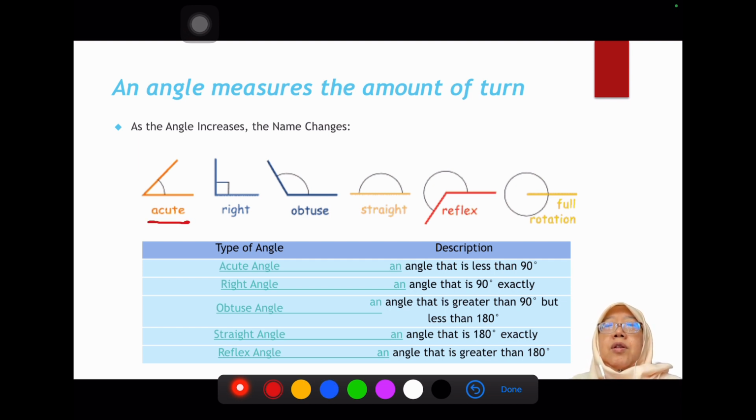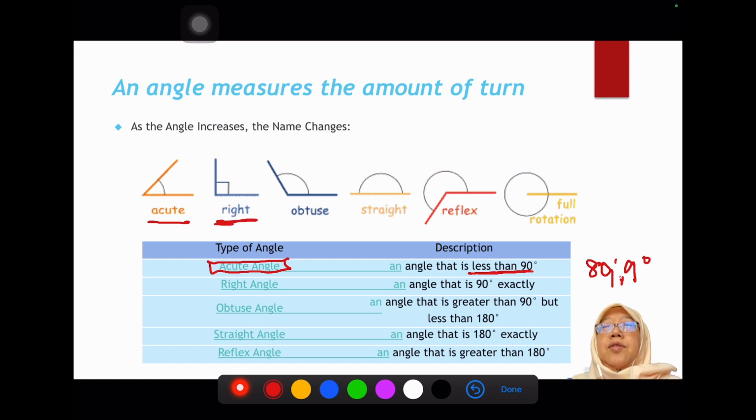Okay, which is acute. Acute here means small. So this acute is less than 90 degrees. Okay, this is an acute angle. It is less than 90 degrees. That's why you have it like this. So if it is 89.9 degrees, it is still an acute angle, as long as it is less than 90 degrees.